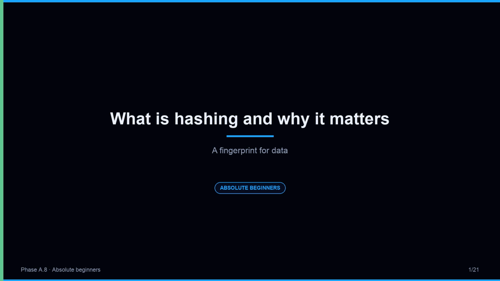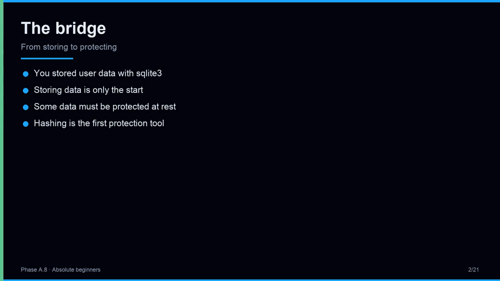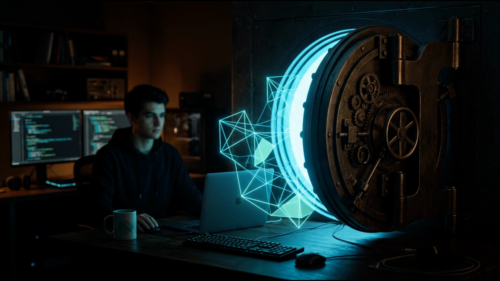A fingerprint for data. Here is the bridge from the last lessons to this one. You stored user data: names, emails, orders, amounts. But storing is only the start of the story. Some data must be protected even when it sits quietly on disk. Passwords, for example, should never be stored as plain text. File contents should be checkable for tampering. Hashing is the first tool that makes both possible. Today you meet it as a concept, no library details yet. From storing to protecting. You stored user data. Now a harder question: how do you protect it, even from yourself?